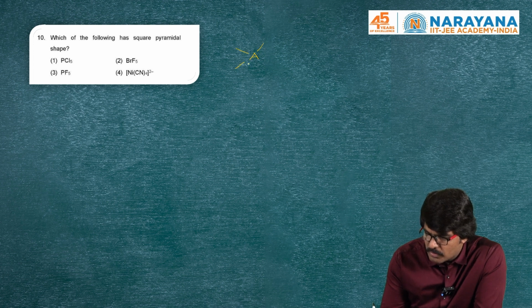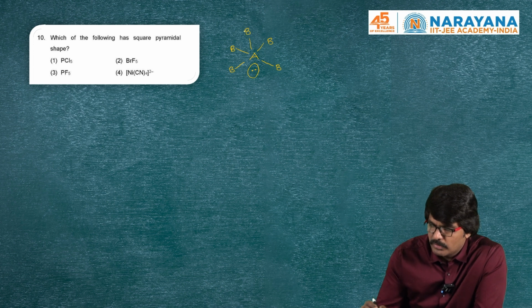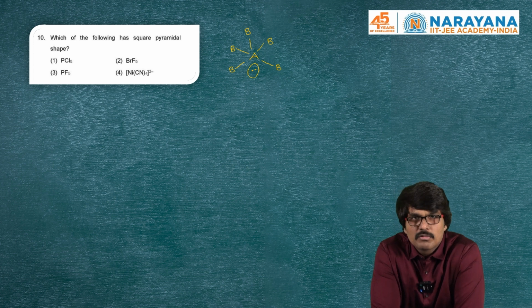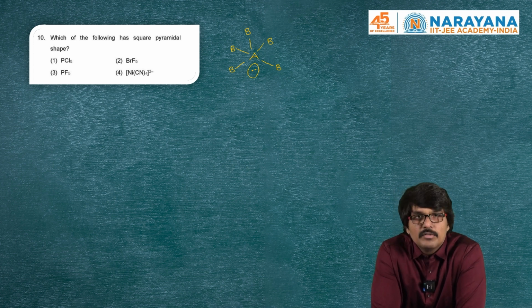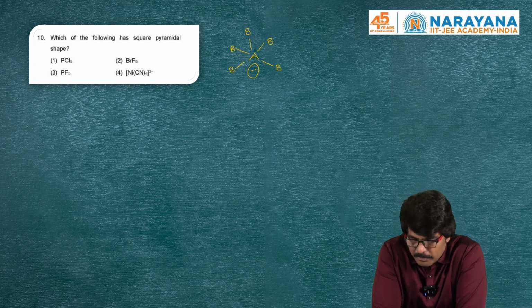So here this is a square, this is a pyramid, and also there must be one lone pair. So here this is a bonded atom. There are 5 bonded atoms, 4 are occupying the corners of the square, 1 is above the square, and 1 lone pair is below the square. So that is square pyramidal.